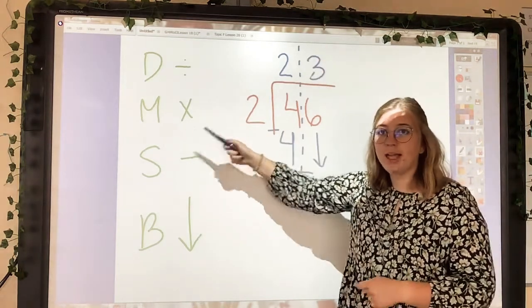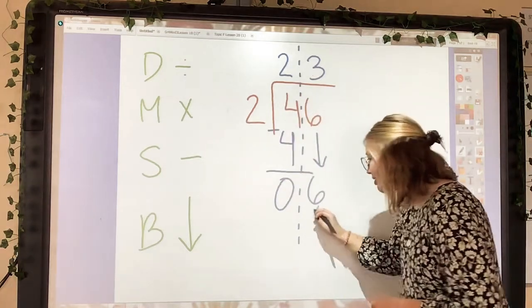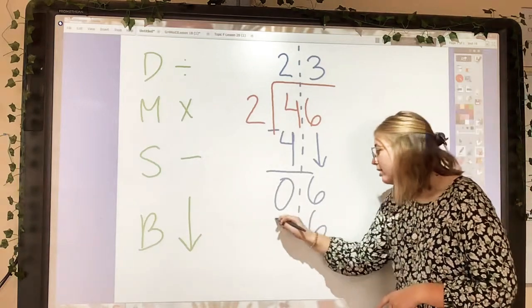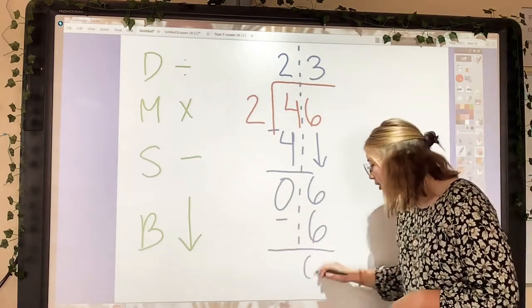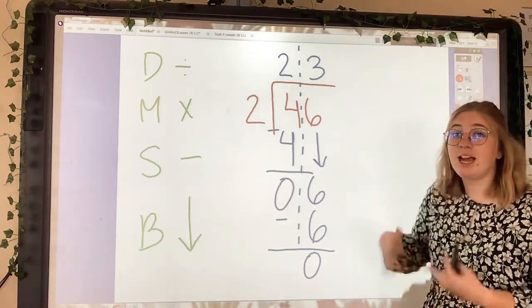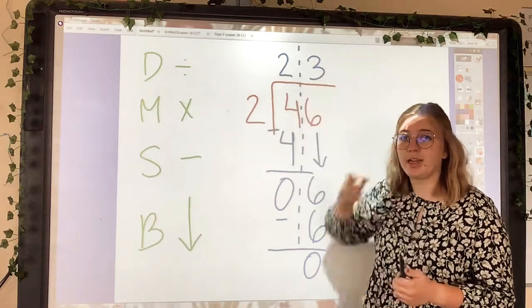Then I multiply 2 times 3. 2 times 3 equals 6, so I write that underneath. Then I subtract 6 minus 6, which equals 0. And since I got 0 and there's nothing else to bring down, then I'm done. So 46 divided by 2 equals 23.